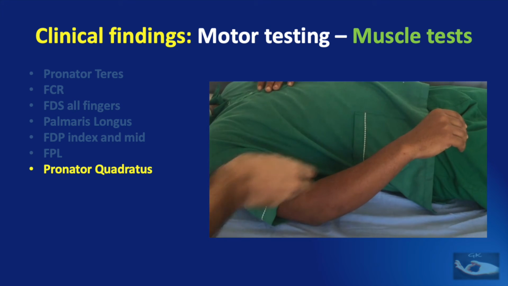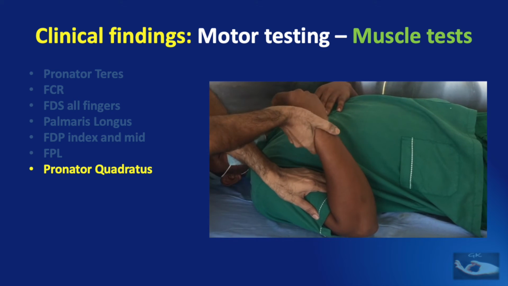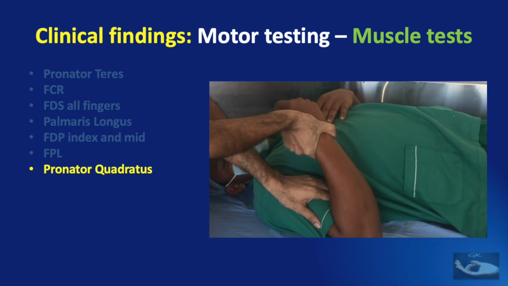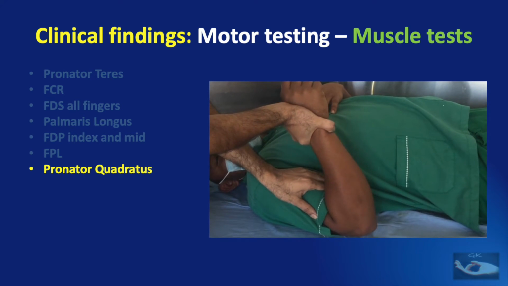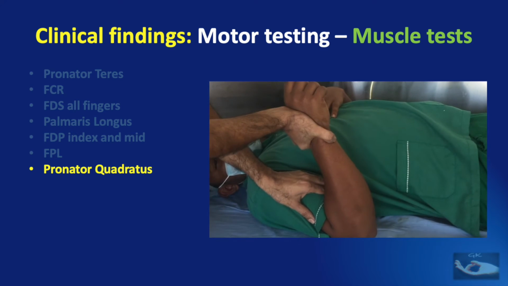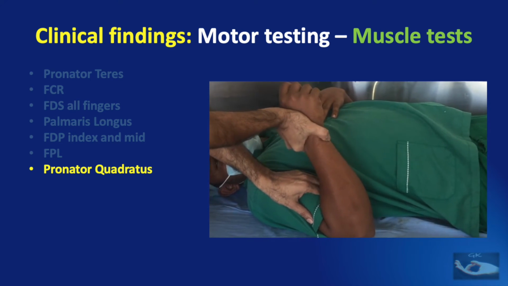To test the pronator quadratus, it is not enough to ask the patient to pronate the forearm. This is because the pronator teres will most probably act. To negate the action of the pronator teres, we put the patient in supine position, acutely flex the elbow, and then ask the patient to pronate the forearm. This can be done while the examiner resists the movement.